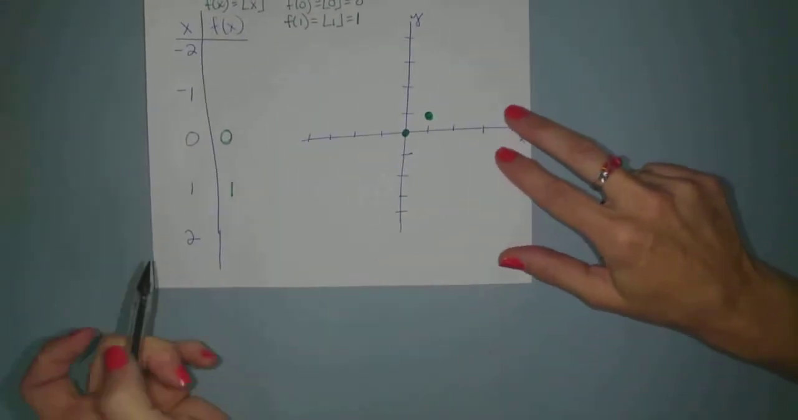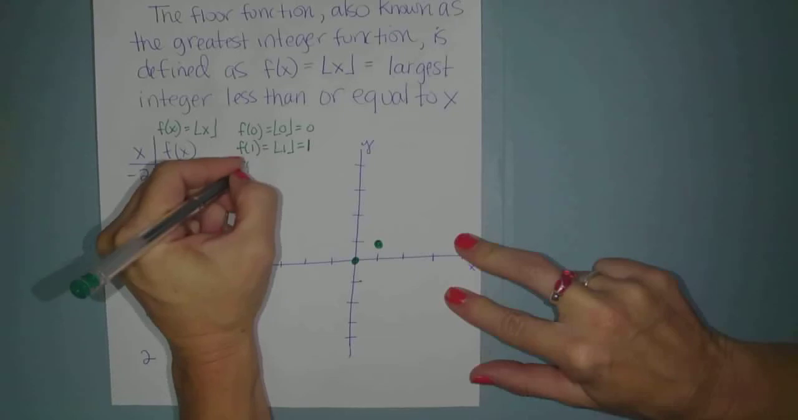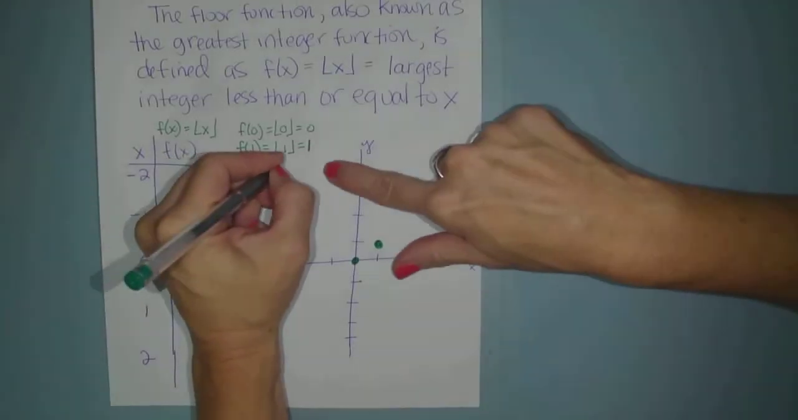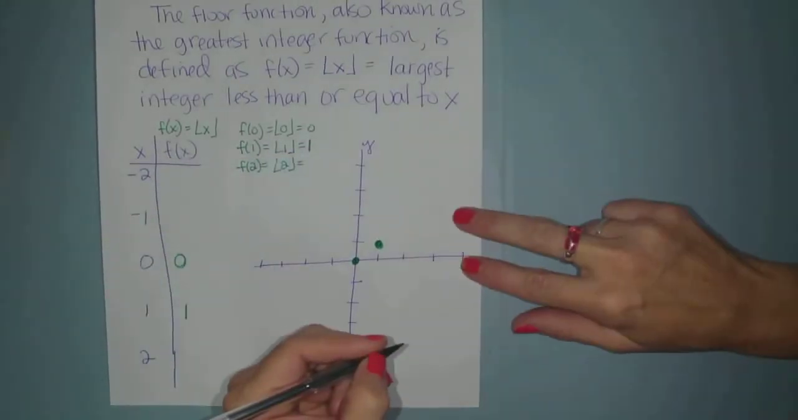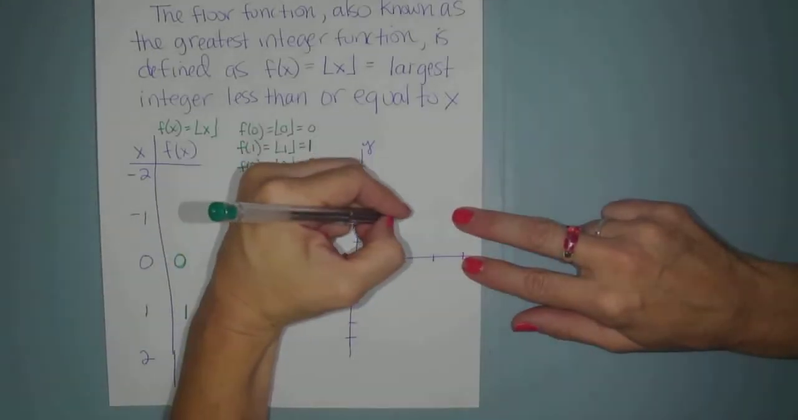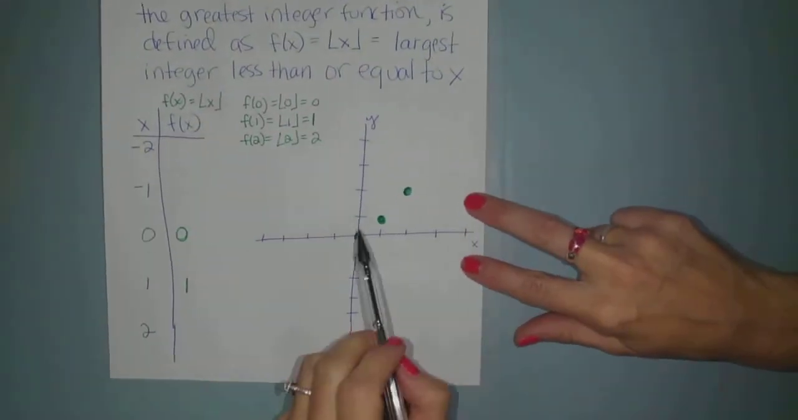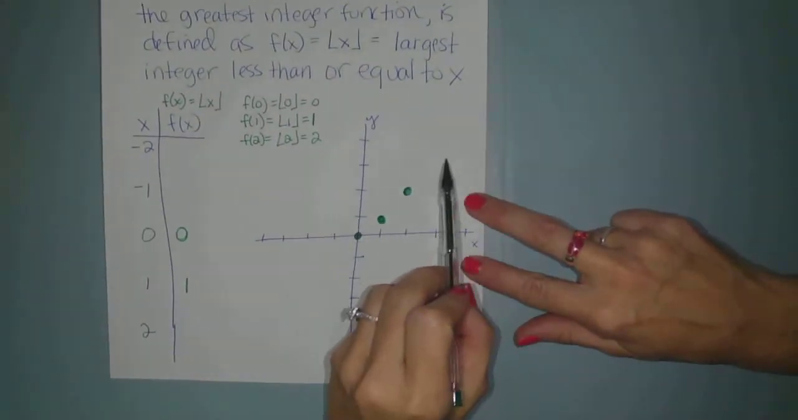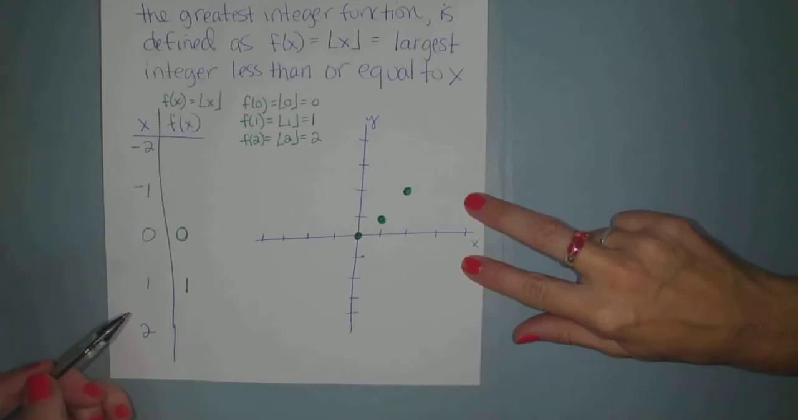Okay, let's go down to 2. f of 2 is the largest integer less than or equal to 2. Well, that would have to be 2. So 2, 2. Well, what the heck? This is looking linear to me. If I connect the dots, that's looking like y equals x to me, kind of like my linear family.